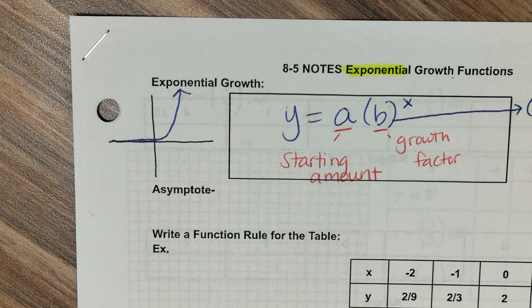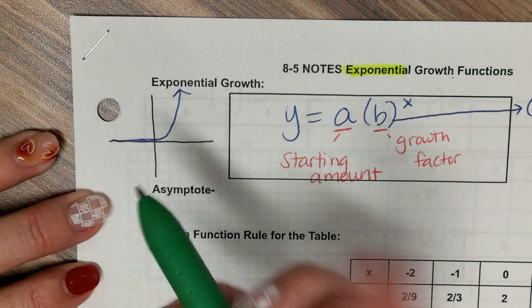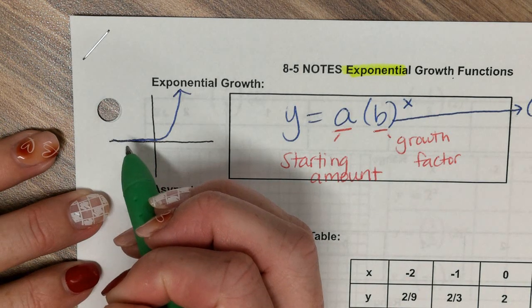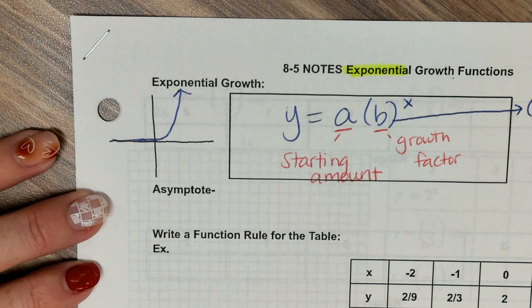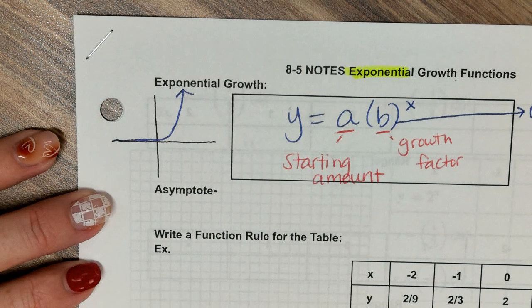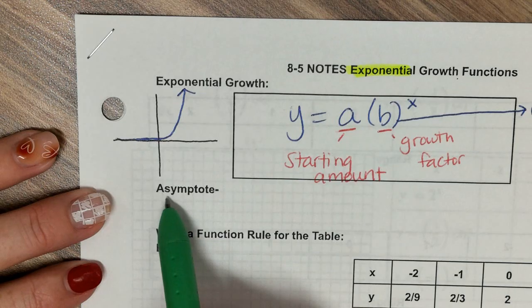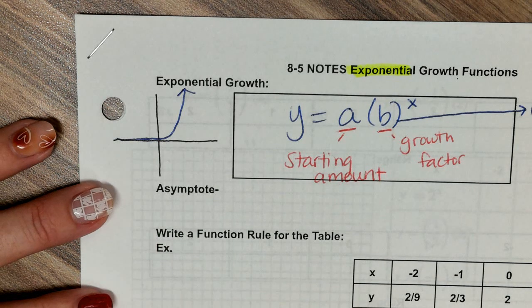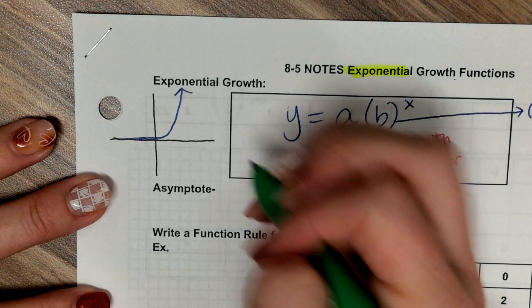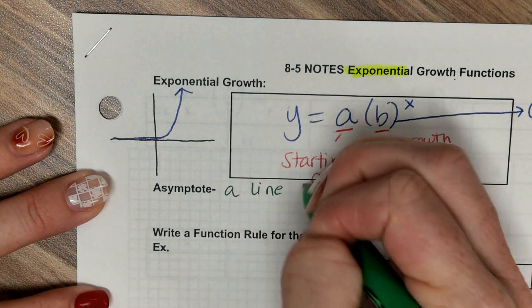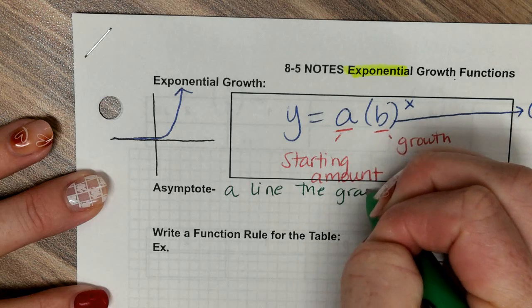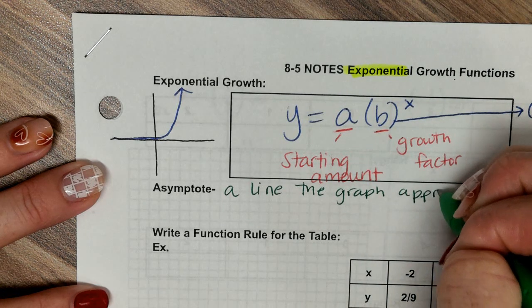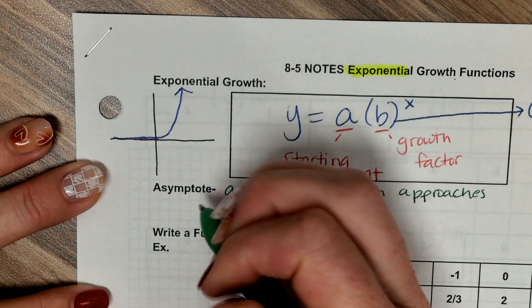Okay, this line right here, do y'all see how it looks like it's touching the x-axis? It's not. It's approaching it. It's called an asymptote. So this is a word you need to know. Do y'all see where I wrote asymptote? An asymptote is a line that the graph approaches but never touches.